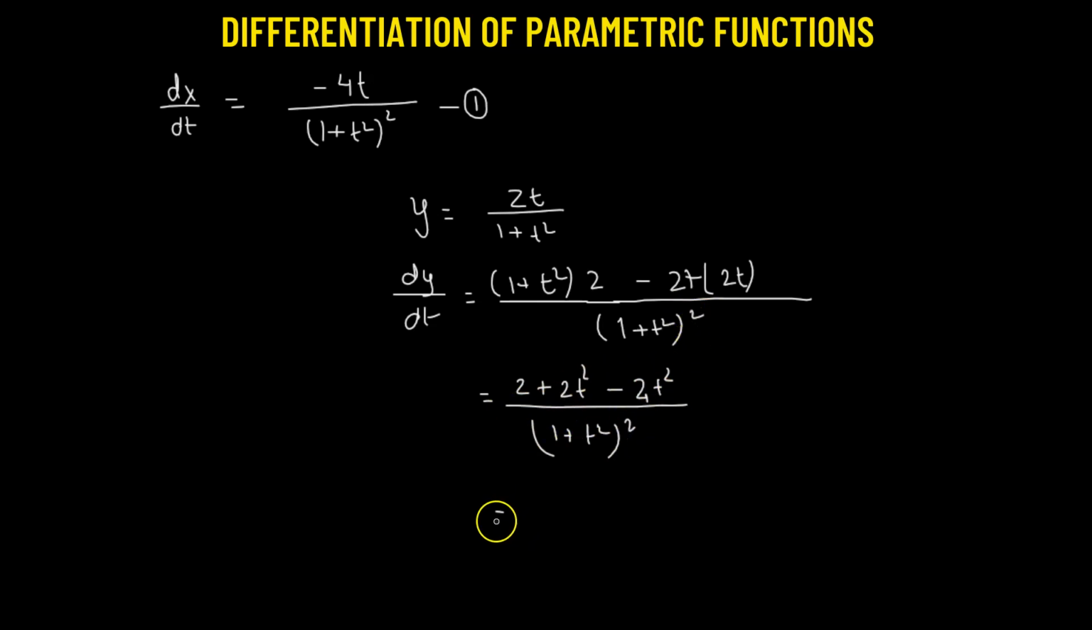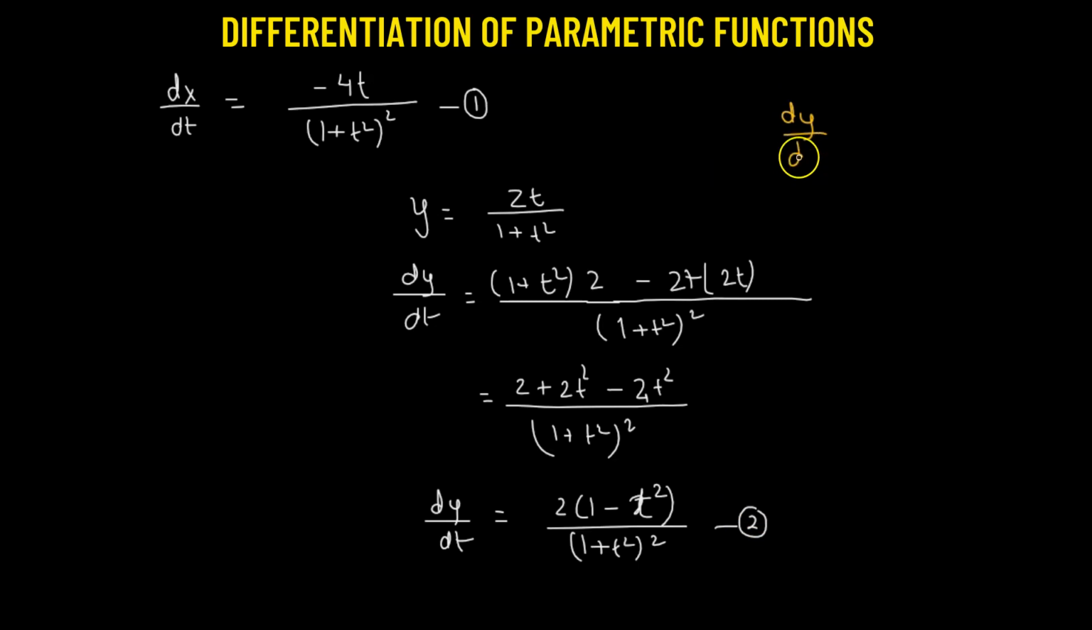So this finally gives us 2 multiplied by (1 minus t squared) divided by (1 plus t squared) whole squared. So this is going to be the value of the derivative of y with respect to t. We're going to label this as number 2. To find the derivative of y with respect to x, all we have to do is divide the derivative of y with respect to t by the derivative of x with respect to t.